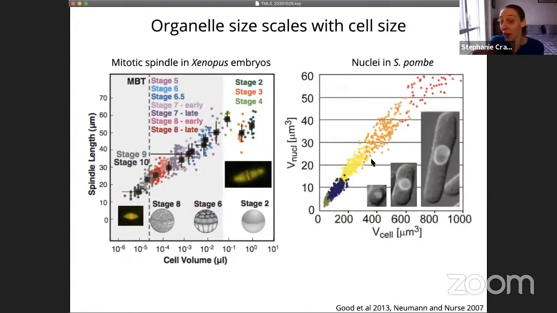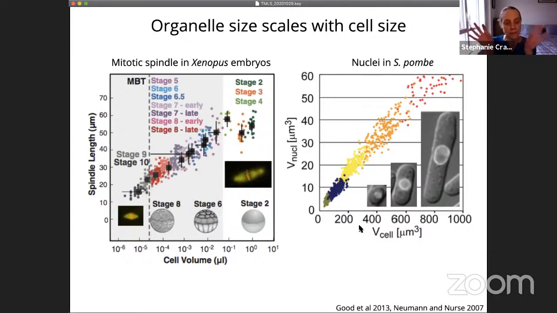The other classic example is the nucleus. This is a membrane-bound spherical organelle. And as the cell grows, so this is fission yeast, and here the cells are growing, and as the cells grow, then the nucleus also grows. And so here we have a cytoskeletal example. There you go, Shashank. This one's for Maria, and a membrane-bound organelle.